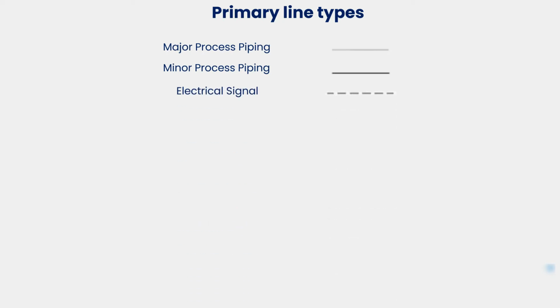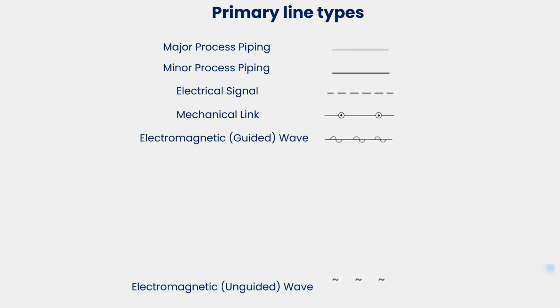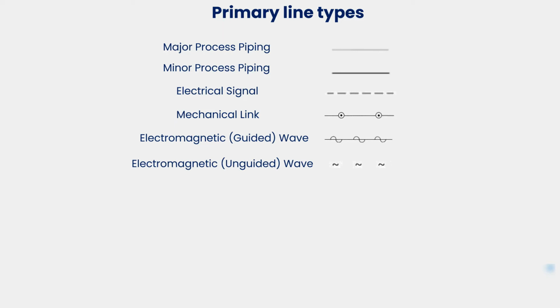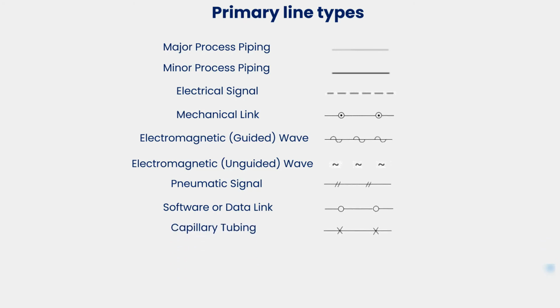Here are the primary line types that are used to connect different devices and instruments: major process piping, minor process piping, electrical signal, mechanical link, electromagnetic guided wave, electromagnetic unguided wave, pneumatic signal, software or data link, capillary tubing, and hydraulic tubing.